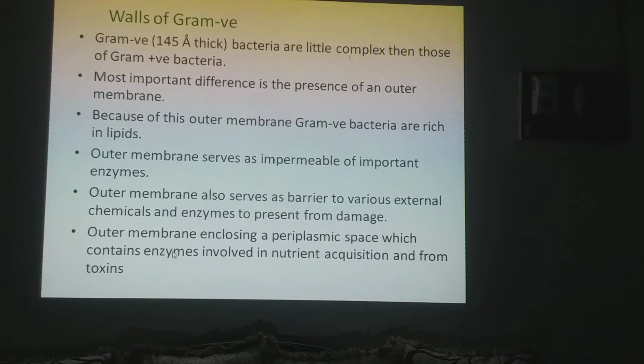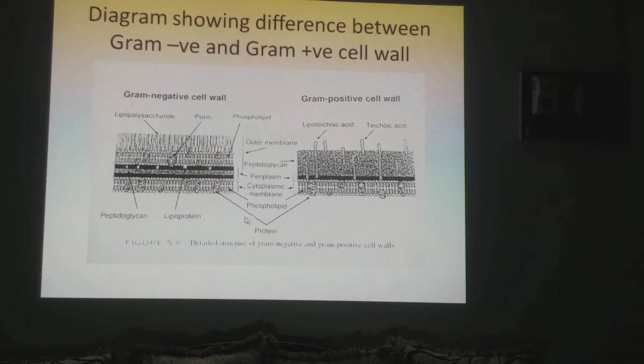The outer membrane encloses the periplasmic space, which contains enzymes involved in nutrient acquisition and toxin handling. So this outer membrane also helps in nutrient acquisition. This is the main difference you can see here. This is the gram-negative cell wall and this is the gram-positive cell wall.